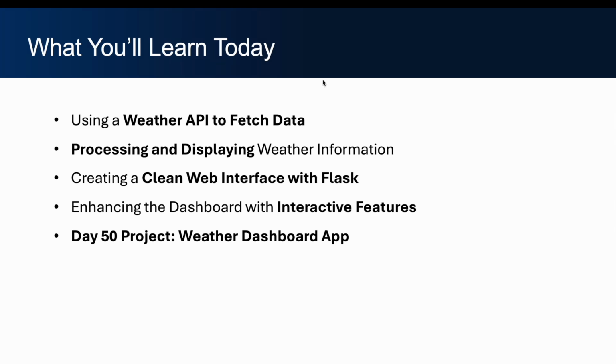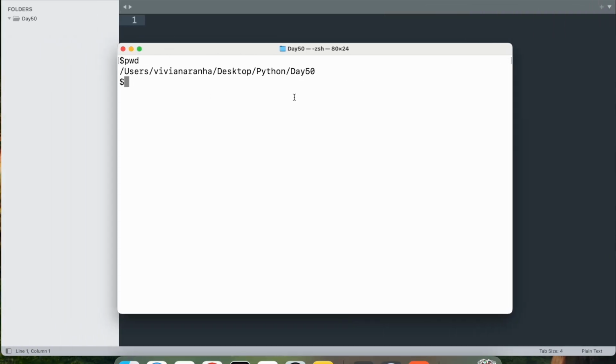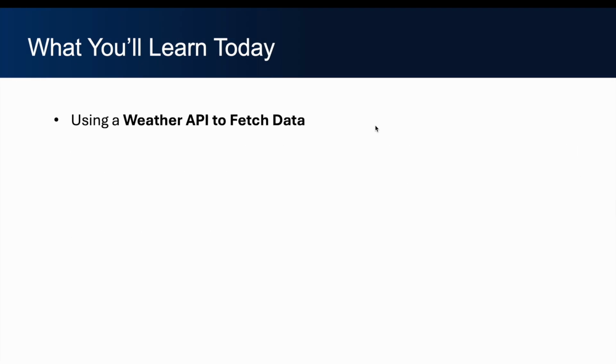So let's go ahead, and I have already created a folder day 50 on my desktop inside the Python folder, and I'm going to first talk about using a weather API to fetch data. Now we will be using a popular choice, which is the OpenWeather API, which we probably have already signed up for to get their free API key.